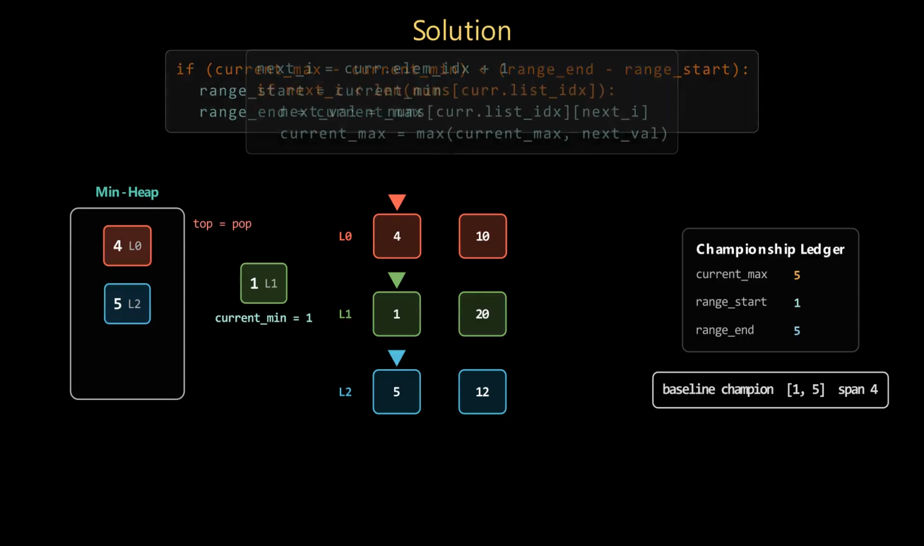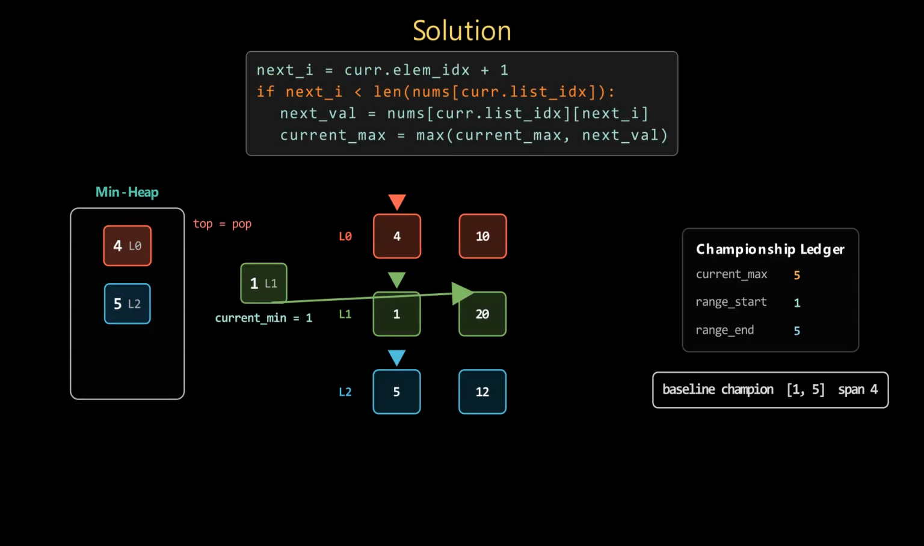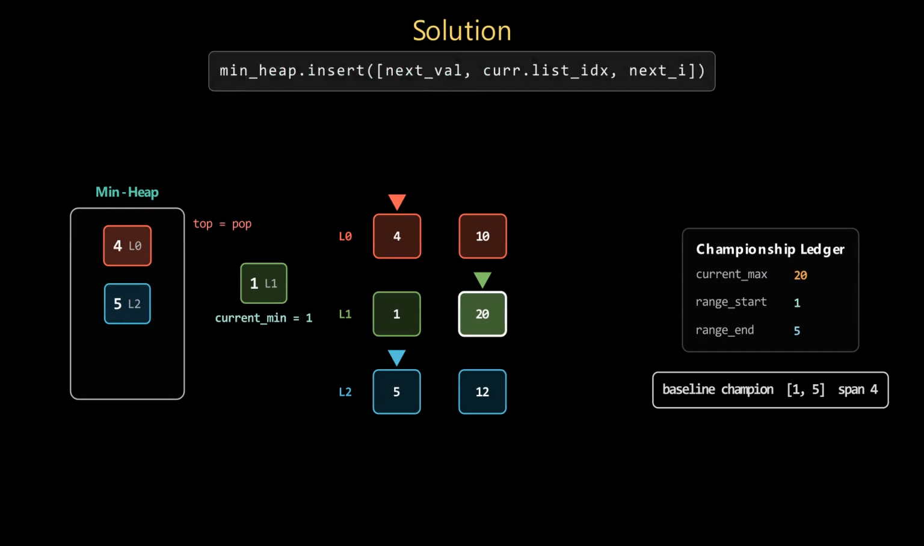Now we must find a replacement for our evicted bottleneck. We look up the source list index of our popped element, which points us to list 1, and increment its element pointer to the next index. We uncover a 20. Because this 20 is larger than our old ceiling of 5, our global maximum tracking variable instantly updates to 20. We lock this new candidate into a tracking tuple and insert it directly back into our priority scale. The heap automatically adjusts, forcing our next absolute bottleneck up to the extraction tray, preparing the engine for the next iteration.